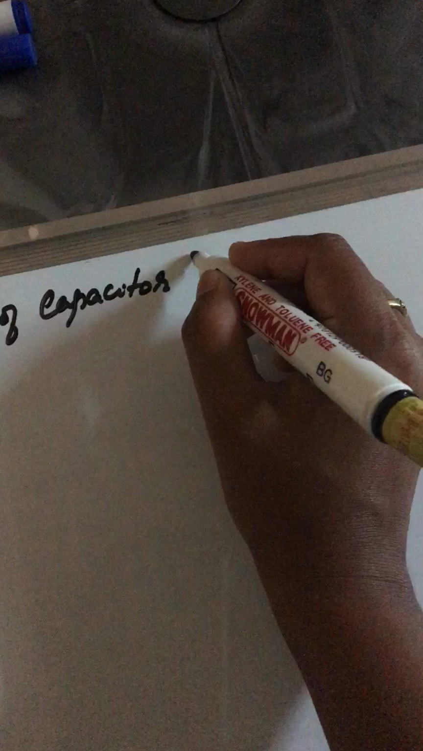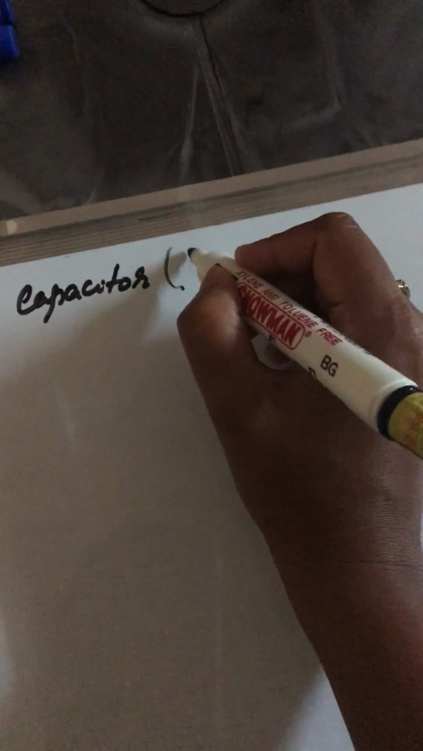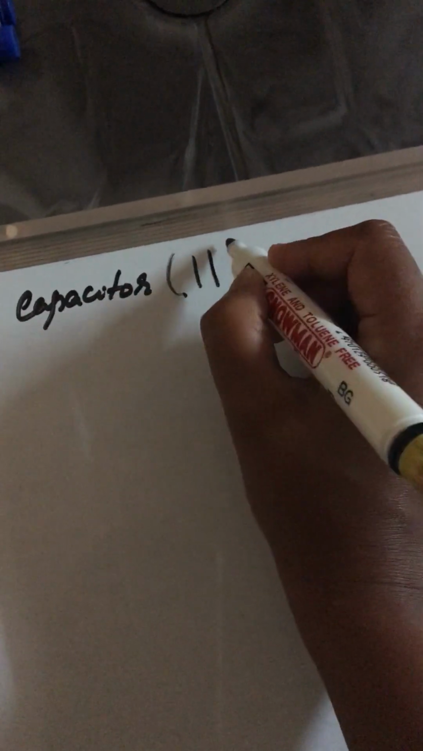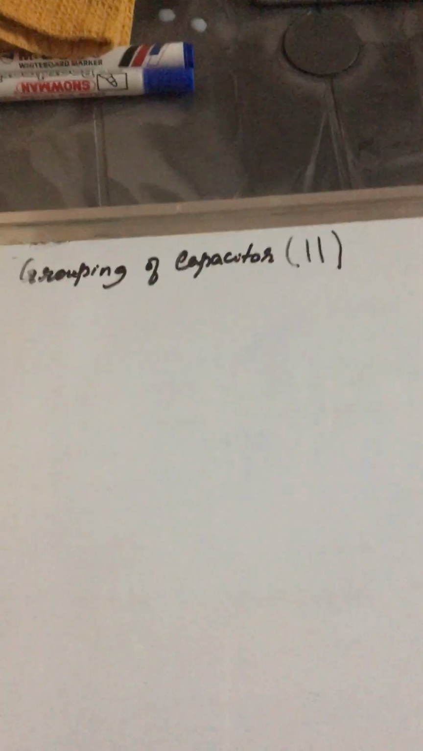Yes, students. Okay. Now we will be doing another topic from the chapter on capacitors, that is, grouping of capacitors. I haven't told you yet that the symbolic way of representing a capacitor is this. This represents a capacitor, these two parallel lines.